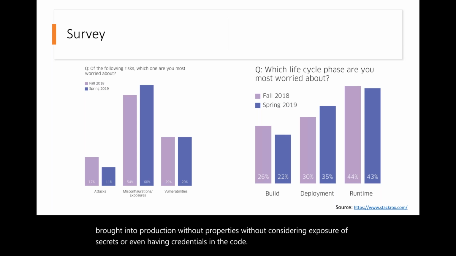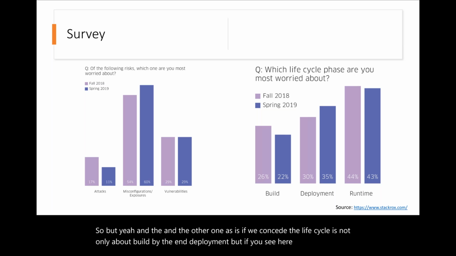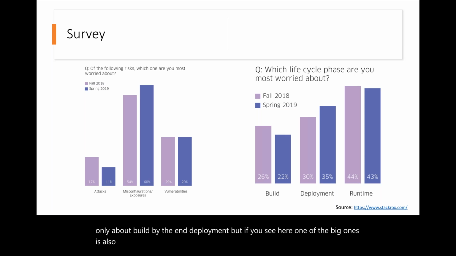But the other one as well is that the life cycle is not only about build and deployment, but if you see here, one of the big ones is also runtime. So as I am already in runtime, what should I be worried about? What should I implement to make sure that my solution is secure?